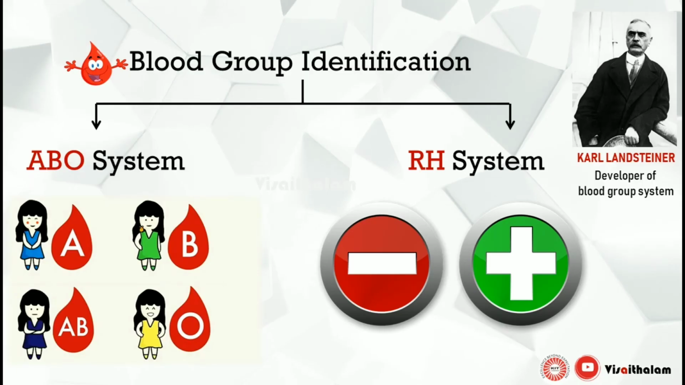In our blood, there are 30 major blood group systems and 100 minor blood group systems. Among them, our blood group is identified by two systems. Number one is the ABO system and number two is the RH system. In the ABO system, we can define whether our blood group is A, B, AB or O. And in the RH system, we can find whether our blood group is positive or negative. This blood group identification system was developed by Karl Landsteiner, an Australian biologist.